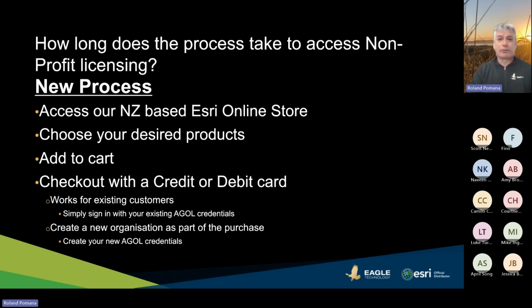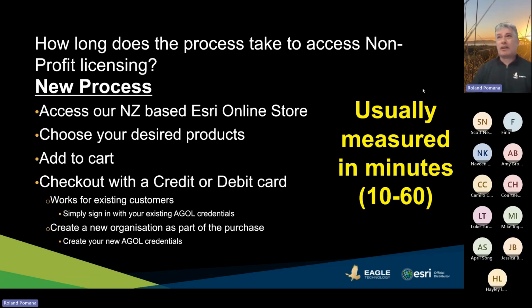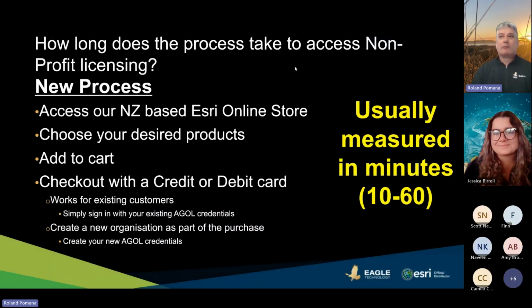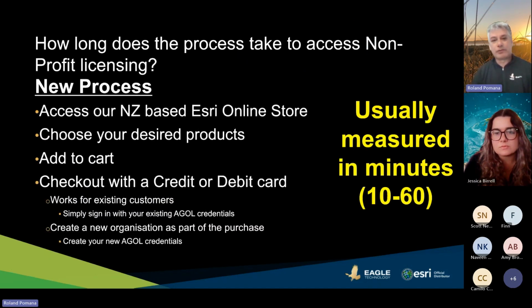If you want to purchase things like credits for your ArcGIS Online account, you can do that through our online store. And if you're a new organization that wants to access the non-profit store, you can do it the same way. There's a link. You can go to the non-profit store and just create new AGOL credentials as you're setting that up. And that process is measured in minutes. You can do it anywhere from 10 minutes to 60 minutes, depending on whether or not you're setting up a new account. But it is amazing now that we have access to an online store. Whoops, sorry, I jumped ahead. But yeah, the difference between maybe a couple of days to maybe a few minutes of your time.